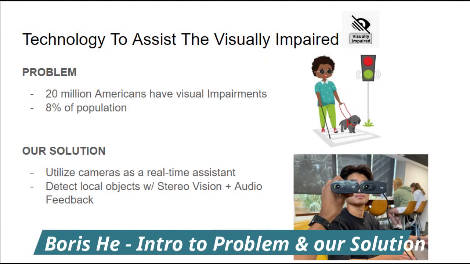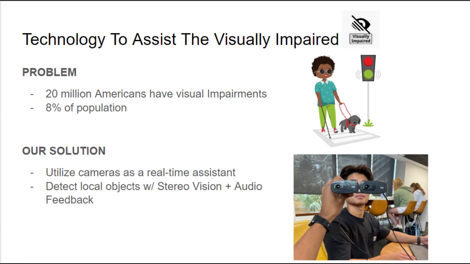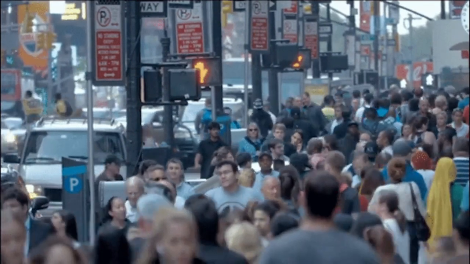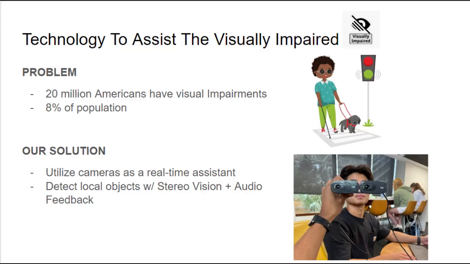Welcome to our project on computer vision technology for visually impaired assistants. Visual impairment poses significant challenges in daily lives, making tasks like navigating environments and identifying objects difficult. So we need an assistive technology to empower visually impaired individuals.